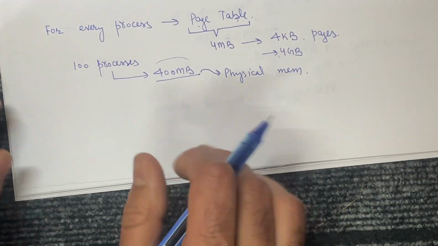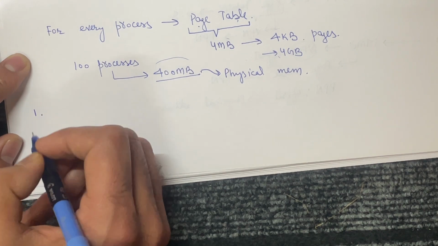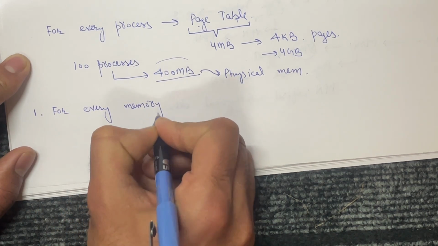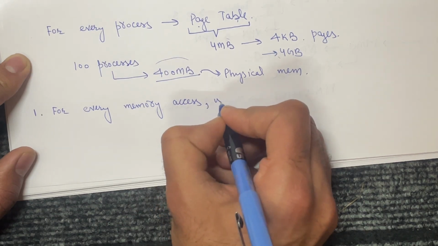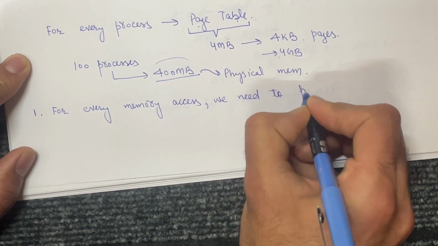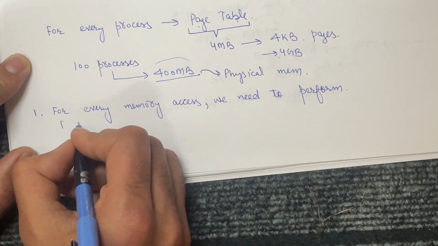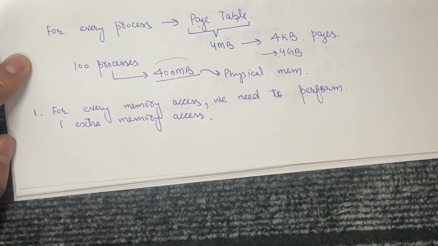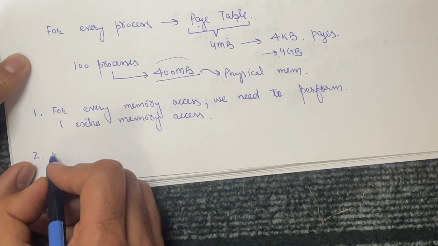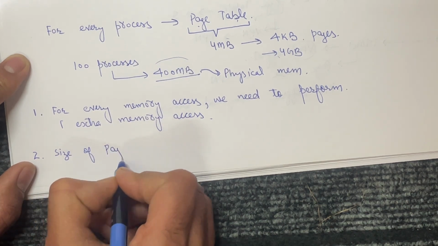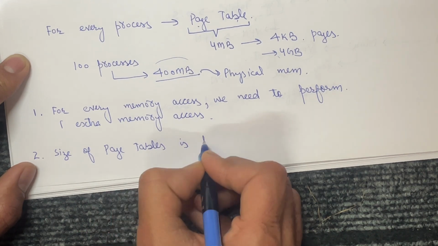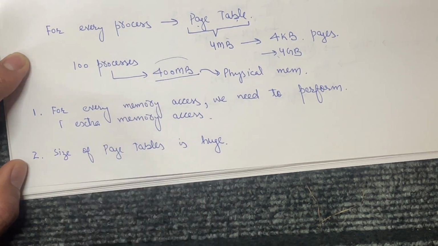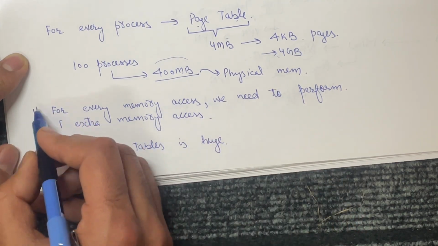So what are the limitations associated? The first limitation is that for every memory access, we need to perform one extra memory access. And the second limitation of the paging scheme is that the size of page tables is huge, and we have to save these page tables into the memory. So these are the two limitations associated with virtual memory, and we need mechanisms to handle both these limitations.